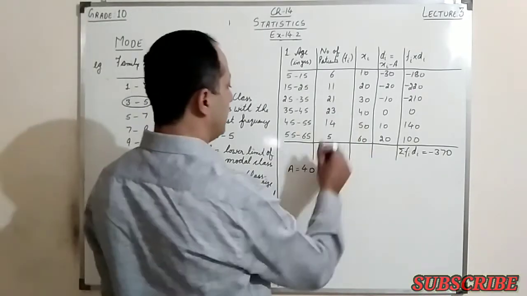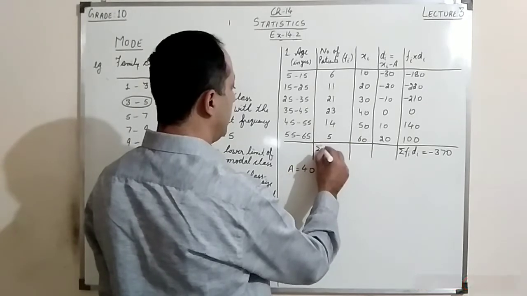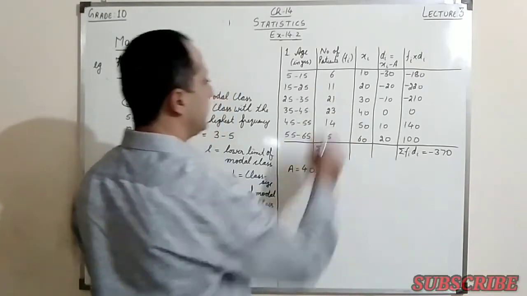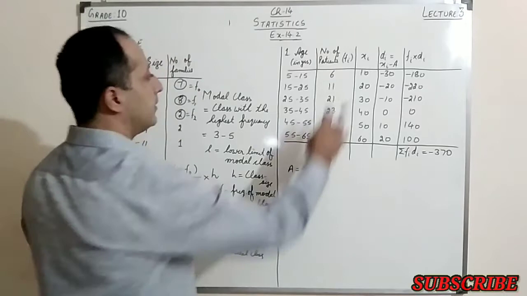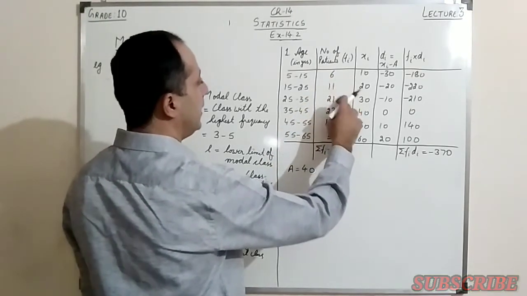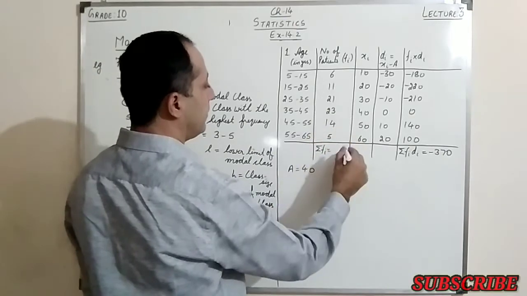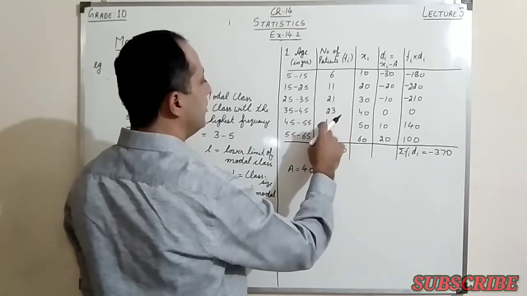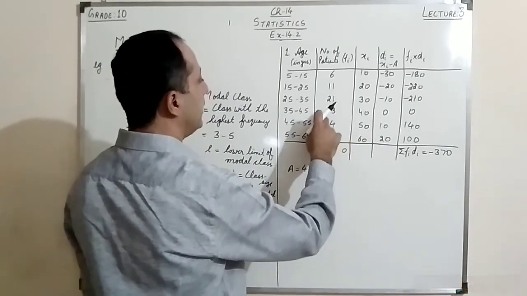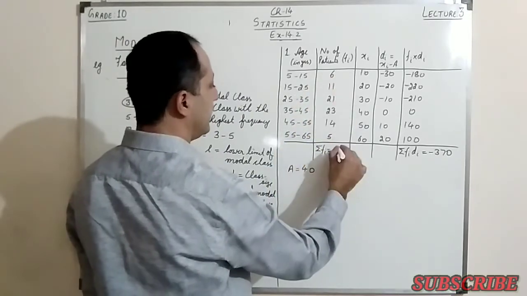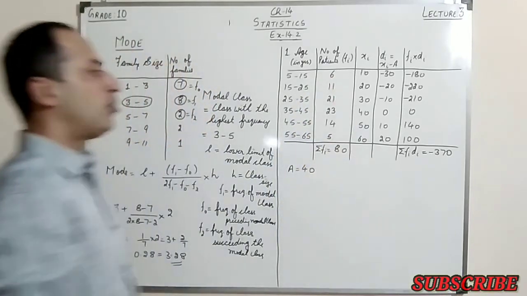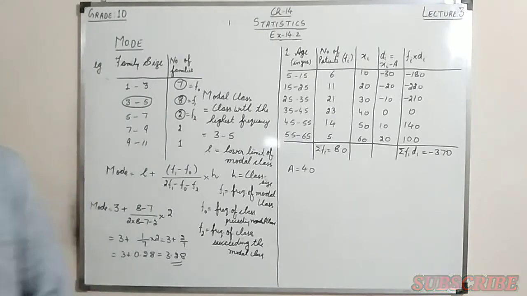Right. Now, summation fi is also required. So let's add these now. This is 6 plus 1 is 7, plus 1 is 8, 8 plus 3 is 11, 11 plus 4 is 15, plus 5 is 20, 0, 2 carry, 2 plus 1 is 3, 3, and this is 5, we get 80. So the total number of patients is basically 80 here, right?